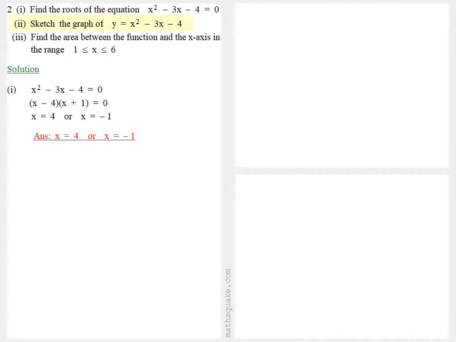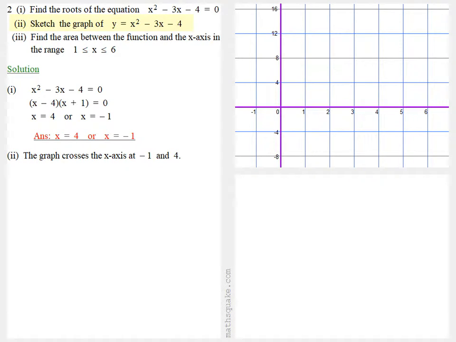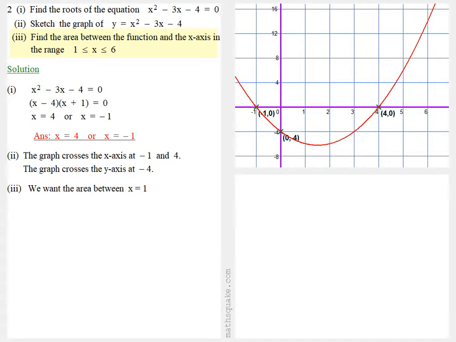Now in part 2 we're asked to sketch the graph of y equals x squared minus 3x minus 4. And we know the graph crosses the x-axis at minus 1 and 4. If we let x equal 0, we see that the graph crosses the y-axis at minus 4. Now that means we can sketch the graph as we know it's a U-shape. Now in part 3 we're asked to find the area between the function and the x-axis in the range x lies between 1 and 6. So we want the area between 1 and 6.